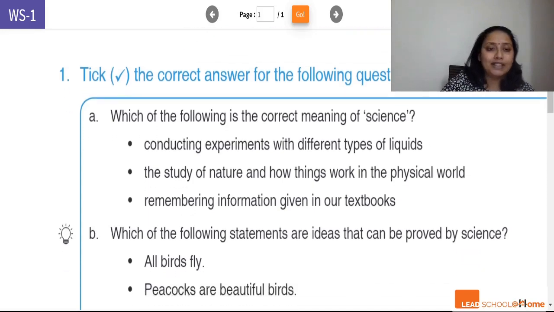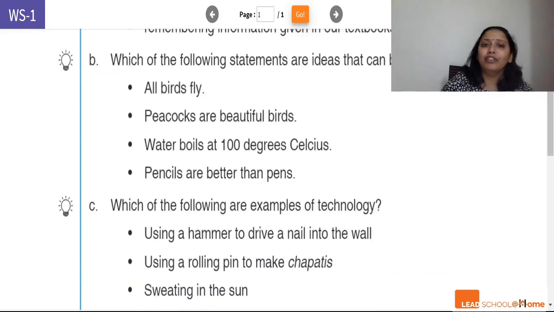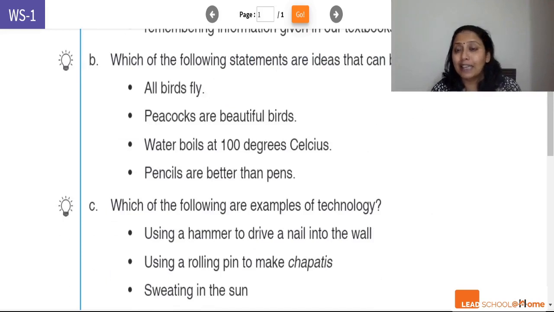Now there are 2 more questions given here. Which of the following statements are ideas that can be proved by science? Okay, these are statements and ideas that can be proved by science. You have to tick mark the correct answers. That's question number B. We will definitely discuss the answers, but now I want you to answer these questions yourself. Are you done with B? Can we look at C?